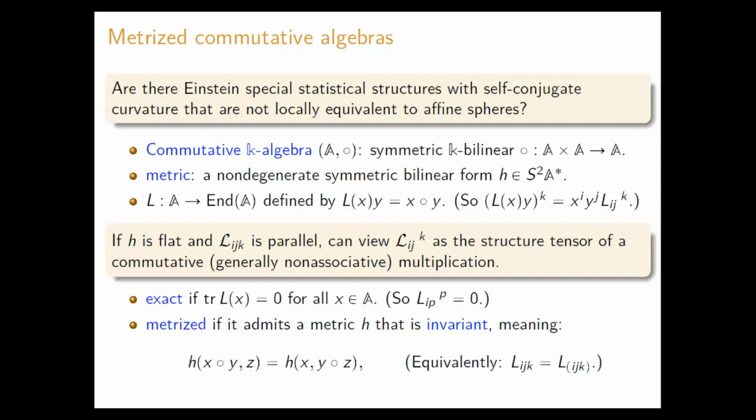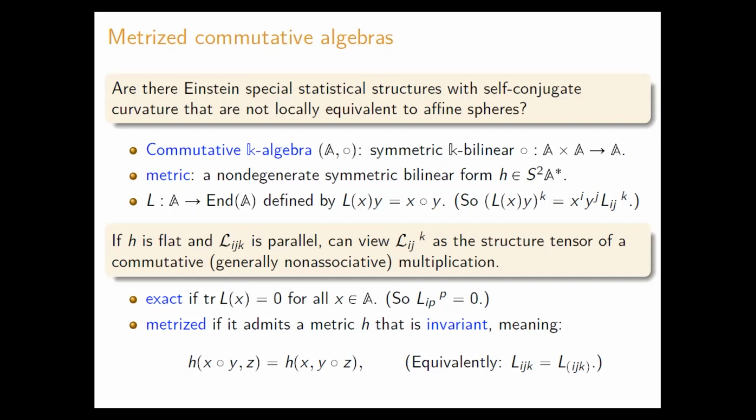I just made a bilinear multiplication. I'm going to speak of a metric as a non-degenerate symmetric bilinear form. This L is just ad in the context of Lie algebras. It's the left multiplication endomorphism, and it's essentially equivalent data to the structure tensor. And I'm going to call my algebra exact if the traces of the left multiplication endomorphisms vanish. This corresponds to this trace-free condition on the structure tensor.